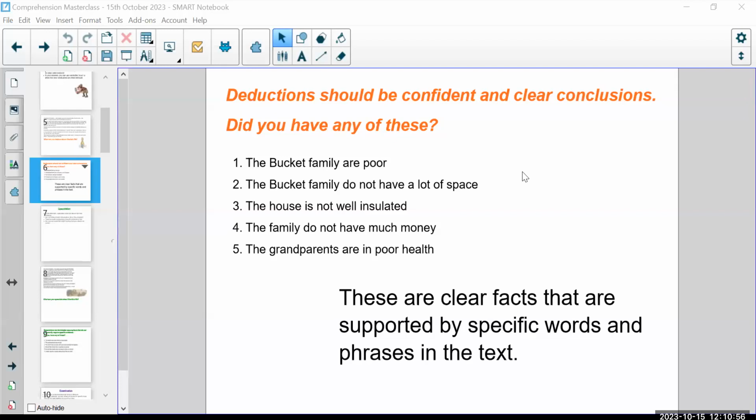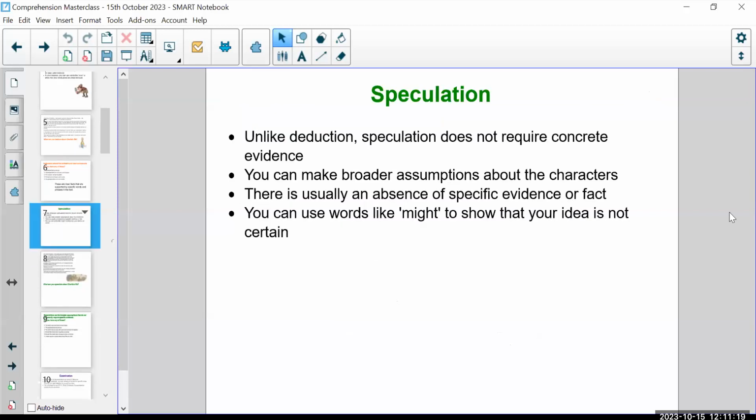With speculation, you are actually being a little bit more imaginative, right? So deduction is you're finding a very clear piece of evidence in the text. There's no question about it, really. It's a clear inference. With speculation, you're thinking more broadly about other possibilities that might not necessarily be as clearly stated. So speculation doesn't require concrete evidence. This is something you can practice for broader, longer texts. So you can make a broader assumption about a character based on the information that you get.